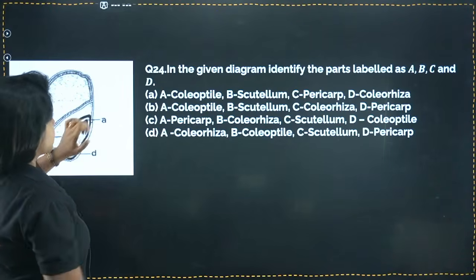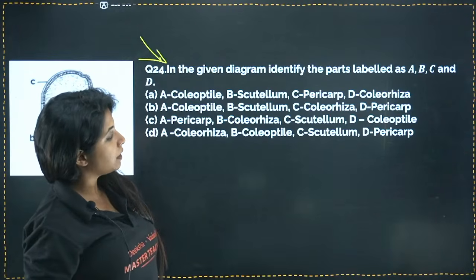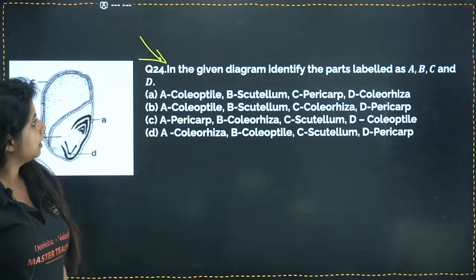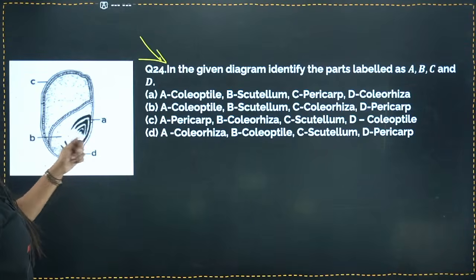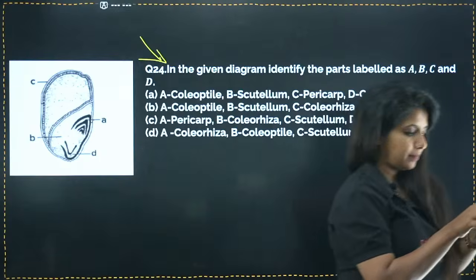Okay, now guys, try to solve the 24th question. In the given diagram, identify the parts labeled as A, B, C and D also. A, B, C and D. What are these parts which are given over here?